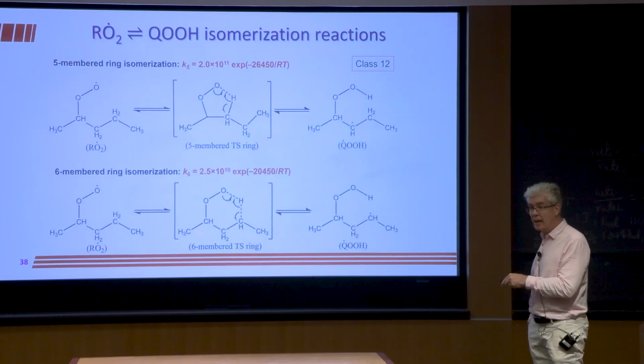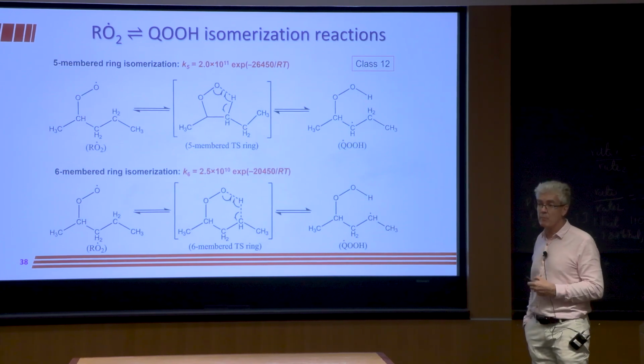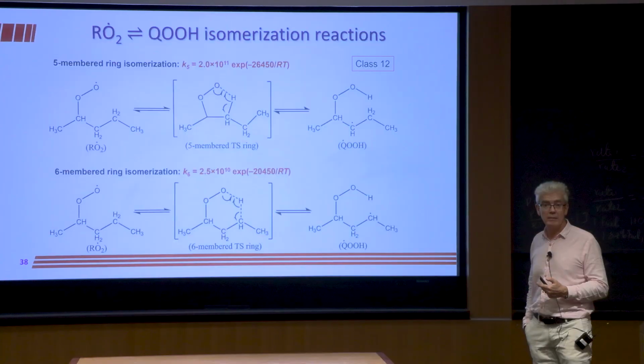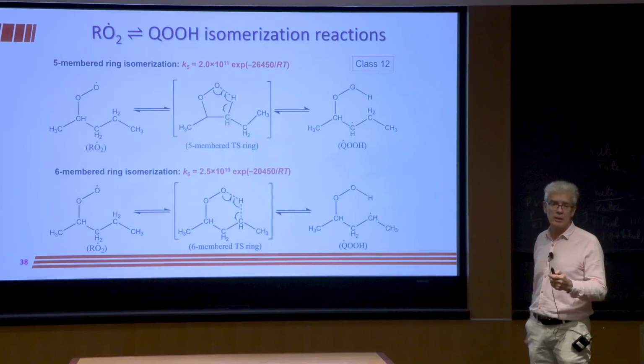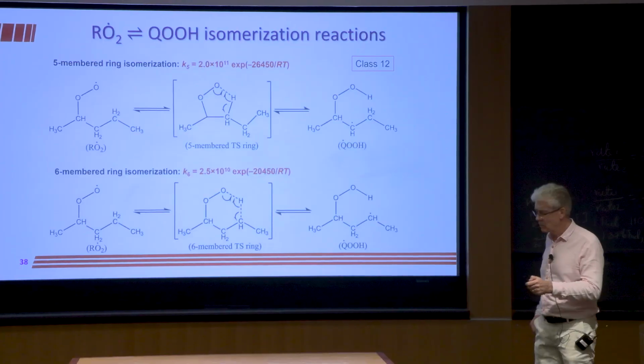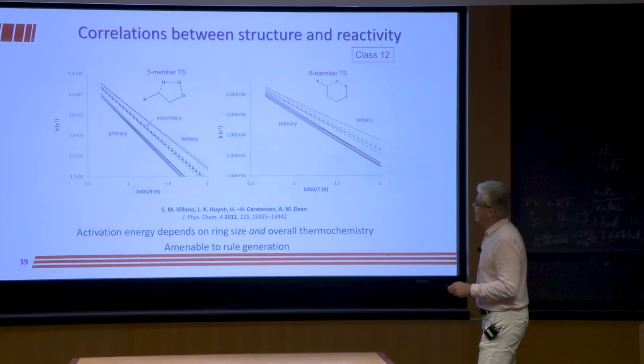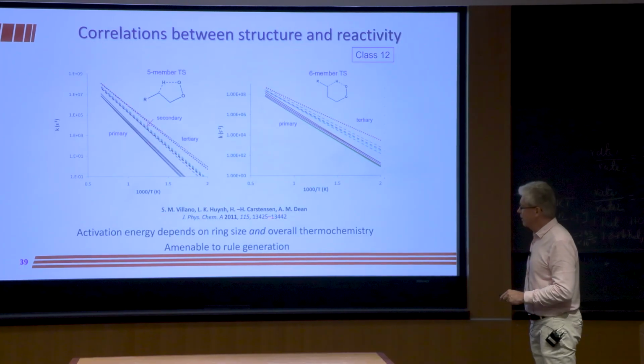So the 6-membered ring is easier to form than the 5-membered ring, and that activation energy is 6 kilocalories per mole lower than the 5-membered ring, right? Because there's just no strain in the structure, okay? And here's the reference, it's 2011.